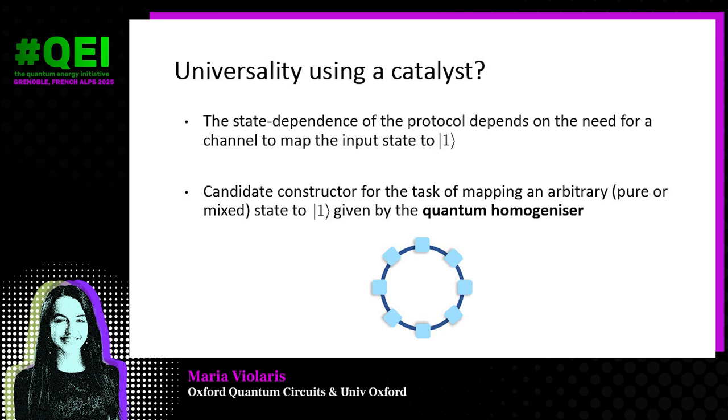So one interesting thing to consider is if you bring in another system, can we make this work extraction machine universal? There is a system that I've been looking at in a different context called the quantum homogenizer, which takes an arbitrary input, any state, pure, mixed, whatever, and transforms it, maps it to a fixed state. So we can imagine trying to use this machine to take an arbitrary state and map it to the one state, and then slot that into this pre-processing state-dependent step to actually make a universal machine.